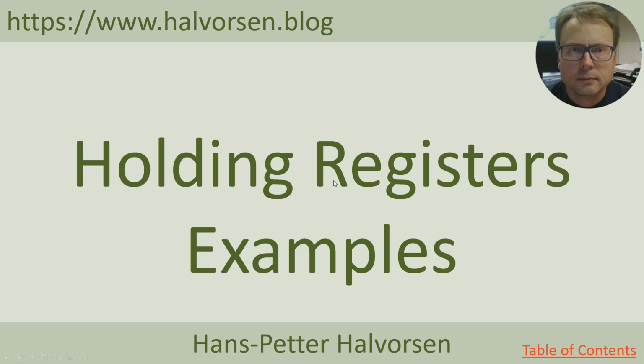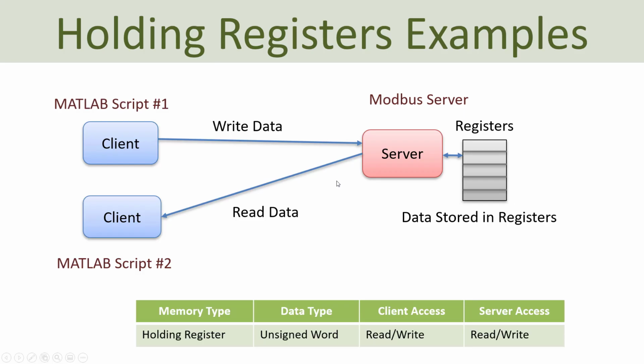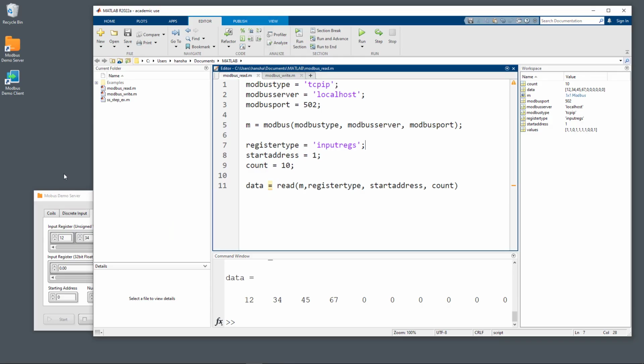Finally, we show how you can use the holding register. Since the holding register can store data of unsigned word, which is 16-bit integer values, and the client can both read and write values, we can have two different clients, one for writing data to the Modbus server and another script that is reading data from the server. So then we are back in the MATLAB examples here. We can start with the Modbus write.